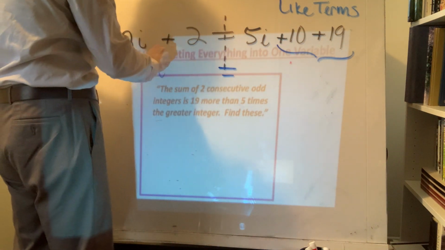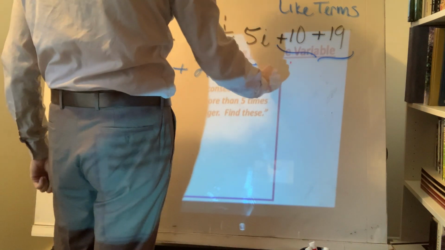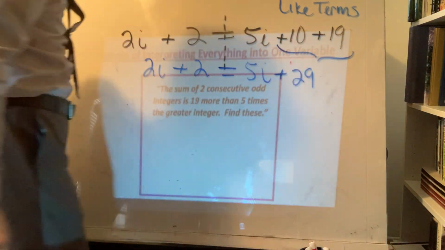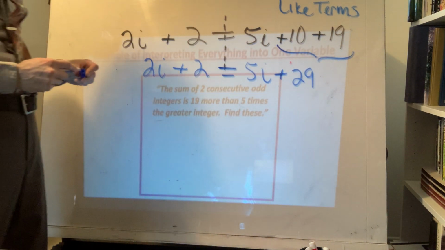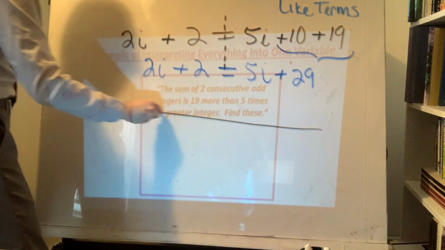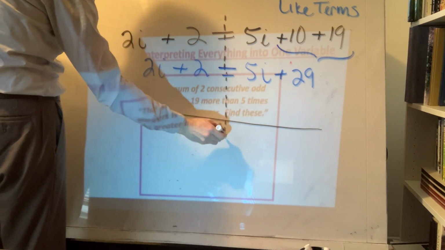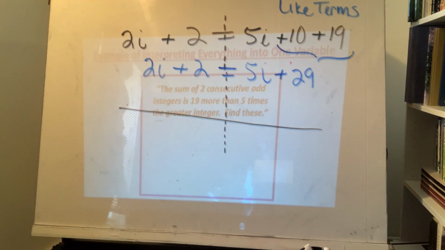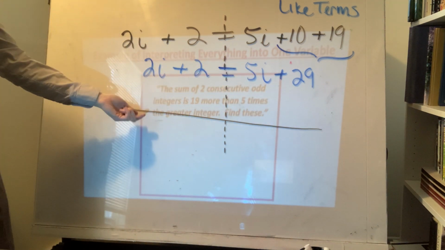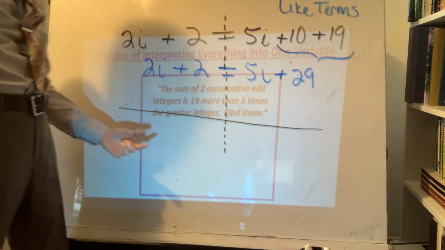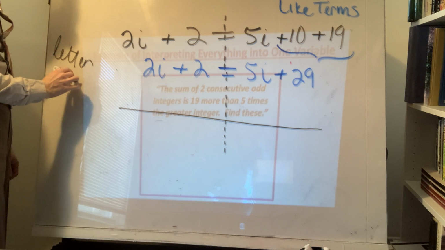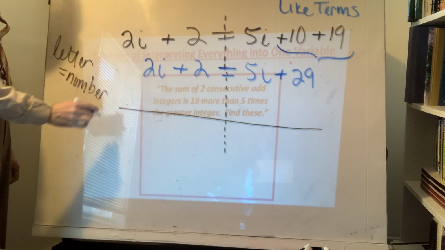This is really 2I plus 2 is equal to 5I, 19 plus 10 is 29. And now you see that you have one of the more complicated algebraic equations. So I'm going to build a table, and I'm going to go through the process. I'm going to put the 5I over here and the 2 over here, just because it's a personal preference, letter equals number as the arrangement.